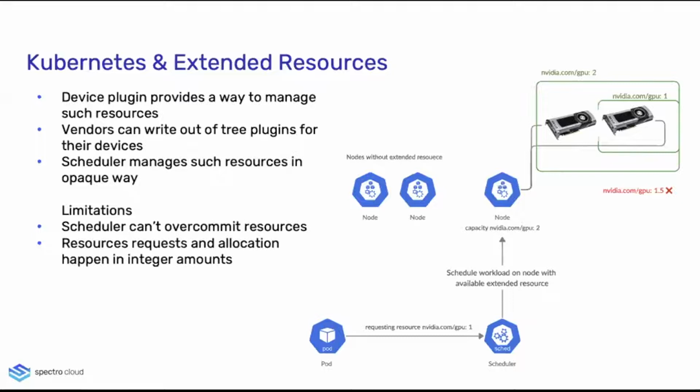As these resources are opaque to Kubernetes, it doesn't allow the overcommitment of resources, and a resource can only be consumed in integer values. Unlike memory, we can't have fractional values for extended resources. So a pod can request a whole number such as 1 or 2 GPUs, but it can't request 1.5 or 0.5 of one.